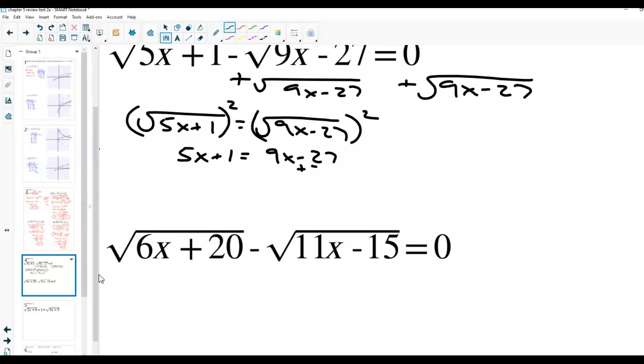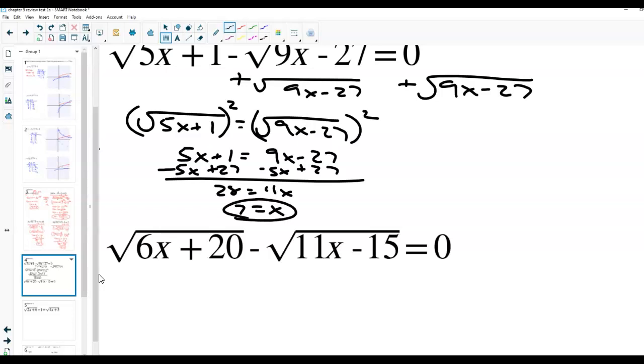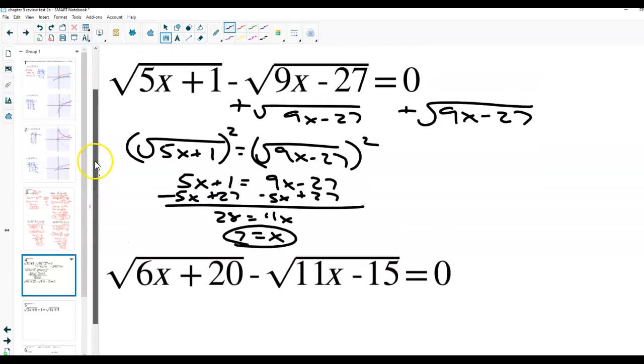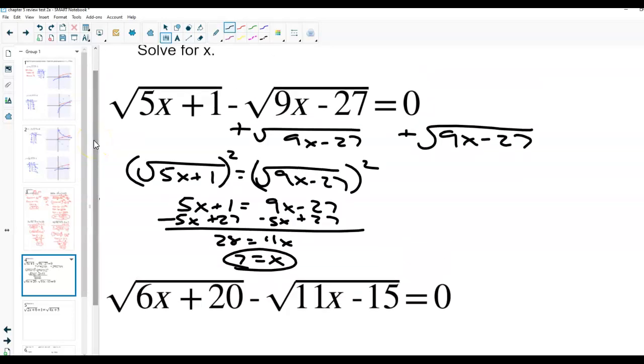Now, I'm going to add 27, and I'm going to subtract 5x on both sides. And I'm left with 28 equals 4x, and my 7 is equal to x. I would recommend plugging it back in. 5 times 7 is 35, plus 1 is 36. Square root of 36 is 6.